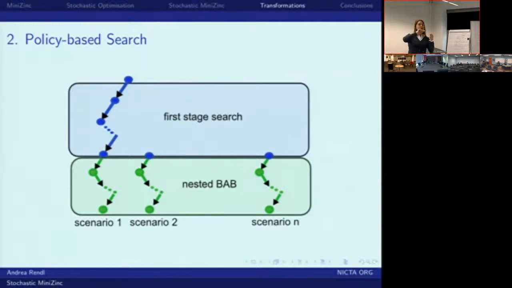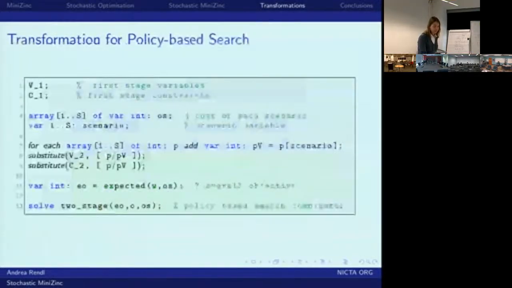And after this, we can continue on the first stage variable. And the good thing about this kind of search is that if scenario 1 fails here, we're going to immediately backtrack to the first stage. So this is a really nice thing compared to the other solving approach. Of course, it's much more difficult to represent.